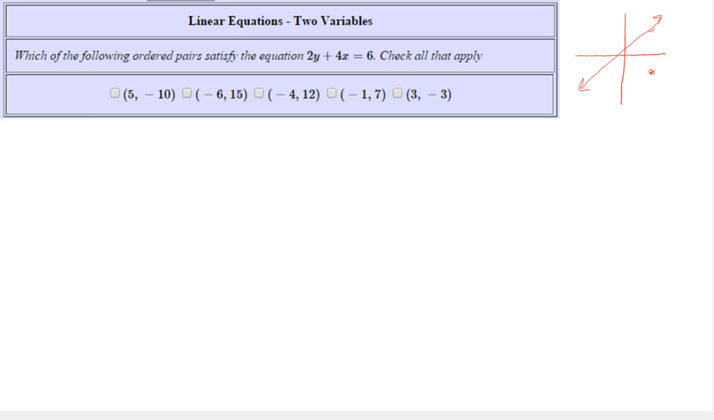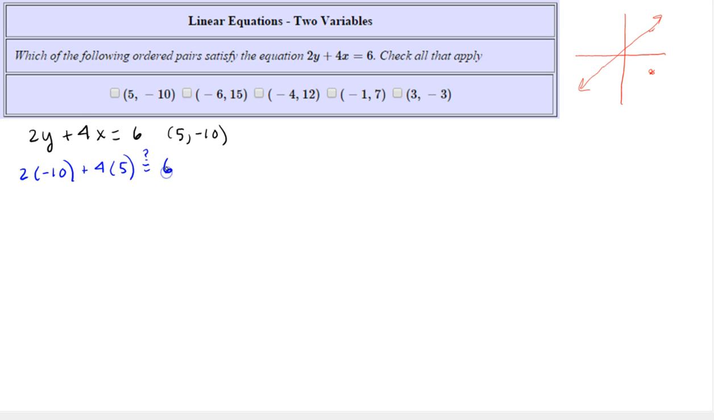So what we're going to do is write the equation, and then put down the value given. First one is 5, negative 10. Now we're going to replace x with the x value given and y with the y value given and see if we get a true equation. Be careful here, the y is first, so we have to do negative 10. 2 times negative 10 plus 4 times 5. Now I'm going to put a question mark over the equals because I'm testing to see if this is true. I don't know if it is true yet.